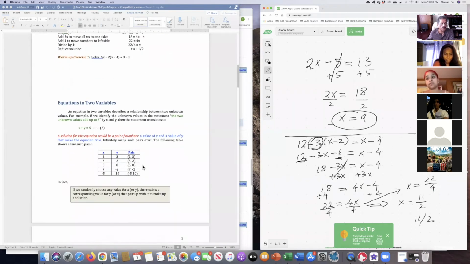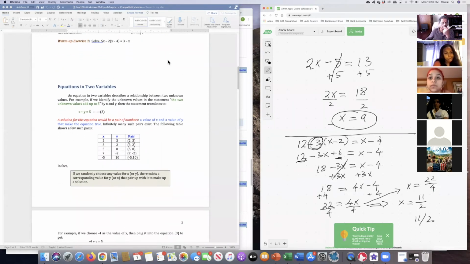All right, so moving on to equations in 2 variables. Now, this equation, for example, has x plus y equal to 5. So what does that mean? There are 2 quantities unknown, x and y, both are unknown.